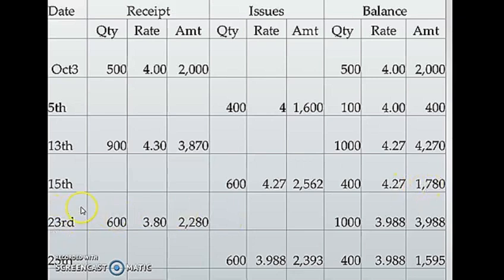Next, on 23rd October there is a receipt of 600 units at rupees 3.80. By multiplying these two we write 2280, and we add the 600 units along with this 400 units. We write 1000 units here. And now we are at the stage of finding the rate. How do we find this rate? By using the formula.